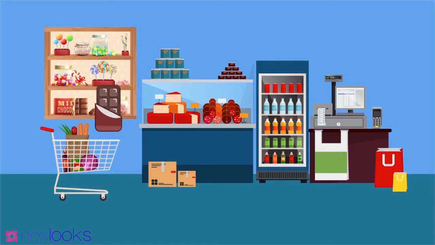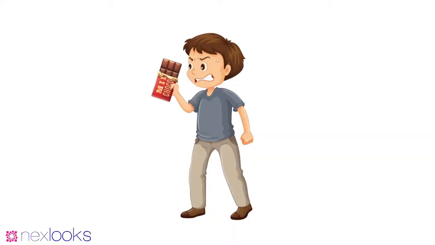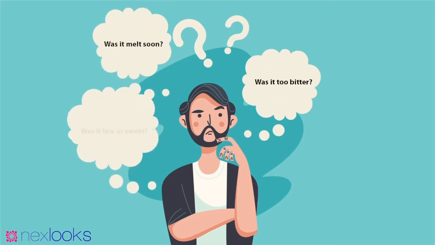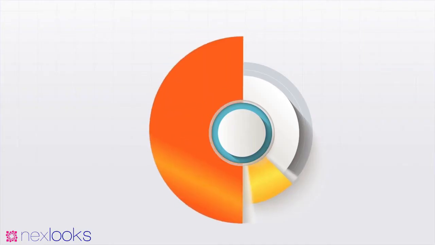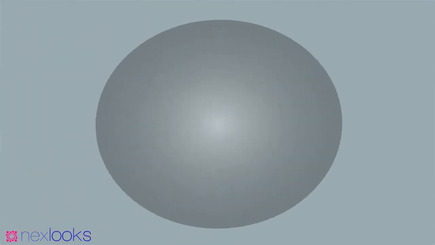For example, you produce chocolate. People bought your chocolate, they tried it, but they didn't like it. You don't know what they didn't like about this chocolate. Was it too bitter? Would it melt soon? Was it low in sweetness? What exactly was not enough and made them not like the taste of your chocolate?